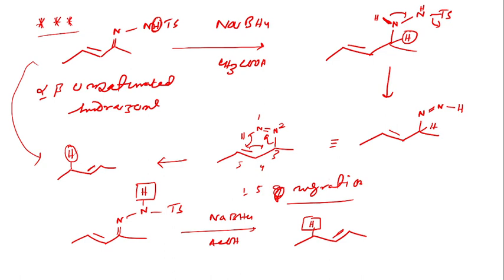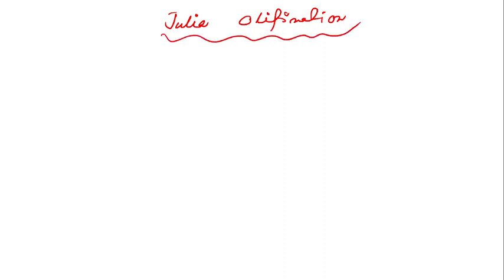Now I'll go to the Julia olefination reaction. This is another important reaction, as we are making a C double bond C. If I took a class on Julia olefination today just for 2 hours, it would finish. So I will make it quite short. I will let you understand the reaction in detail, then I will show you the examples.